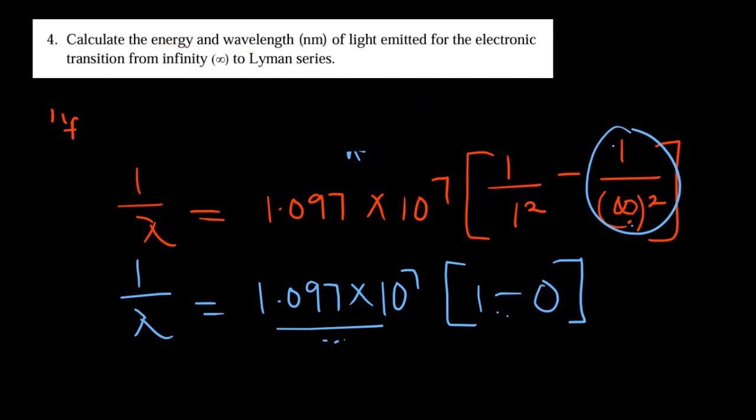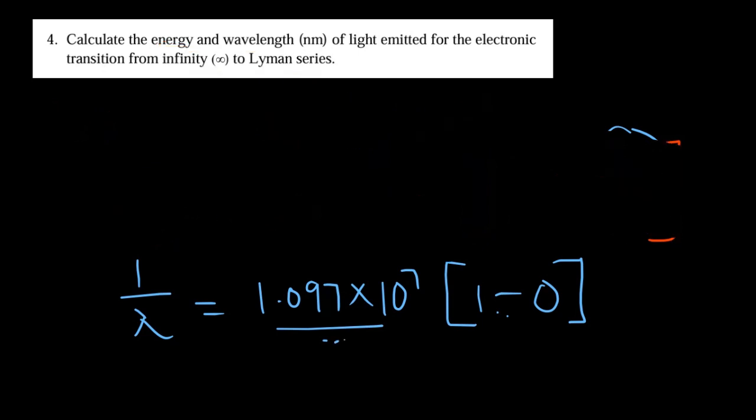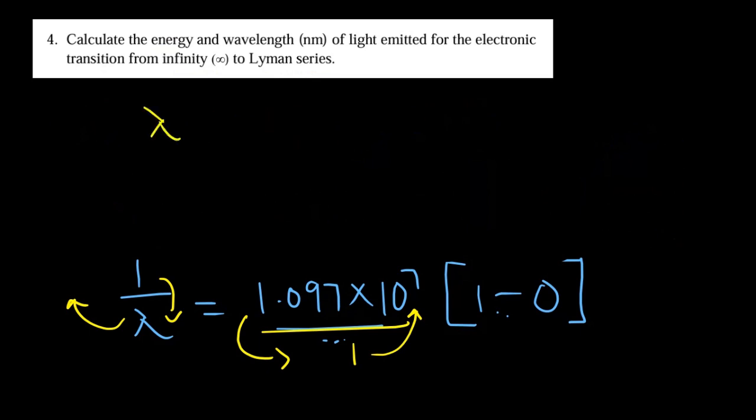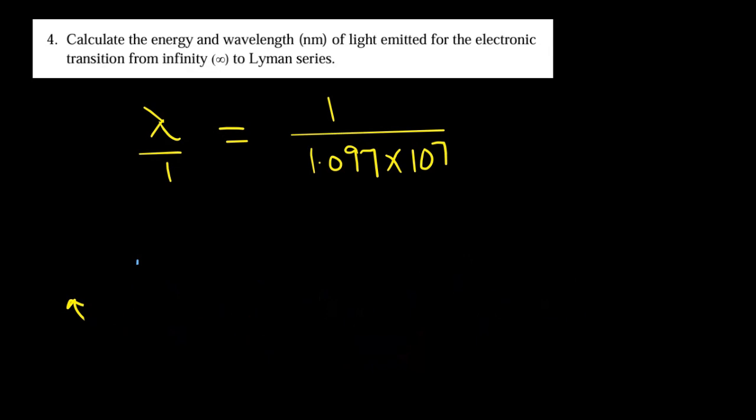Okay, so we want to find lambda, that's our purpose here, or our wavelength. So we're just going to switch them. Lambda goes up, 1 comes down. This number is the same as divided by 1, so 1 goes up, this number comes down. So what I have is lambda over 1 is equal to 1 over 1.097 times 10 to the power 7. And then from here, what are we going to do? We're just going to divide. So take your calculator and punch in these values.